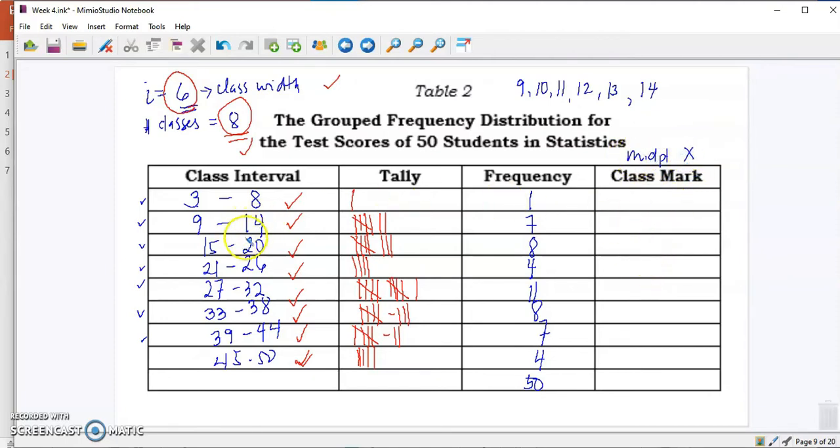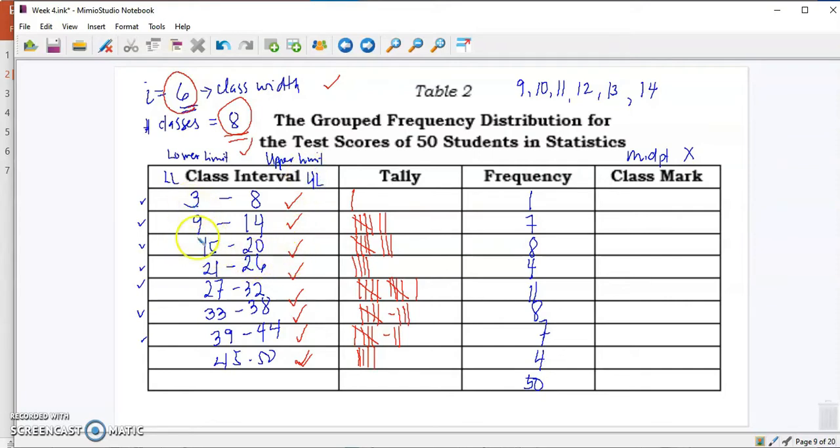Note that, let's go back to the class interval. In the class interval, you have 3, 9, 15, 21, 27 on the first side. 3 to 8, 9 to 14, 15 to 20. So every class interval has a lowest value and a highest value. In this case, the 3, which is the lowest value in the class interval, we call it the lower limit, or LL. The 8, on the other hand, which is the highest value in a class interval, is what we call the upper limit, or it is often referred to as UL.